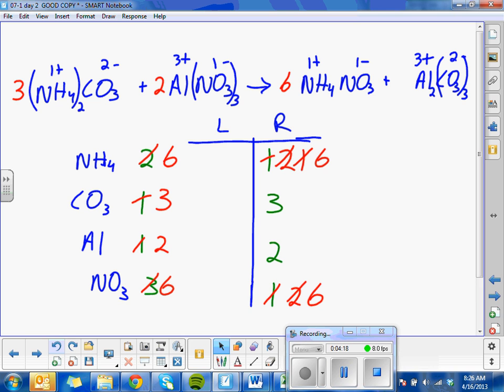And again, your way of checking is to look at up top, each one individually. If we're looking at the ammonium, we've got 3 there times 2 does give us 6. Over here, we've got 6 right there. We have carbonate, we have 1 times 3 gives us 3, and then we have 3 carbonate right here. Aluminum, we've got 2 right there, and we've got 2 right there, and then nitrate, we've got 3 times 2 is 6, and right here we have 6 times that 1, giving us 6. So we know that we do have it correct.